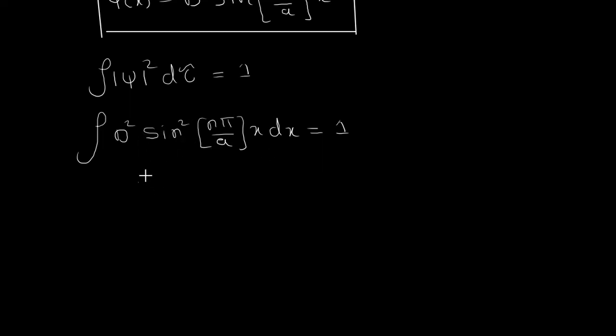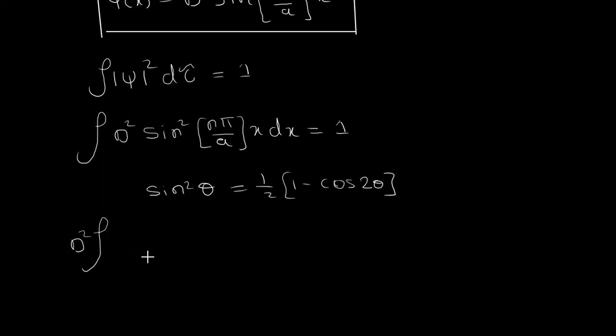We know that sine square theta can be written as 1 by 2 into 1 minus cos 2 theta. The same thing is applied here. In that case, integration, d square, keep it outside. So sine square theta will become 1 by 2 into, if I substitute here, 1 minus cos 2 n pi by a x into dx equals 1.